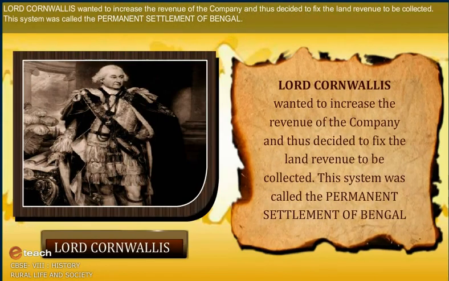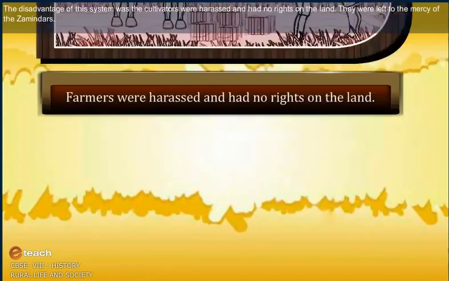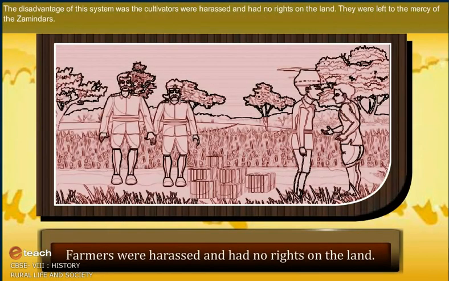Lord Cornwallis wanted to increase the revenue of the company and thus decided to fix the land revenue to be collected. This system was called the Permanent Settlement of Bengal. The disadvantage of this system was that the cultivators were harassed and had no rights on the land. They were left to the mercy of the zamindars.